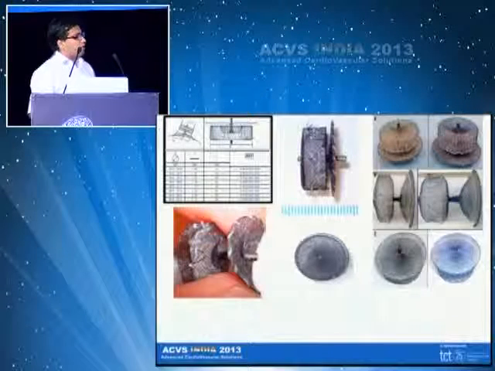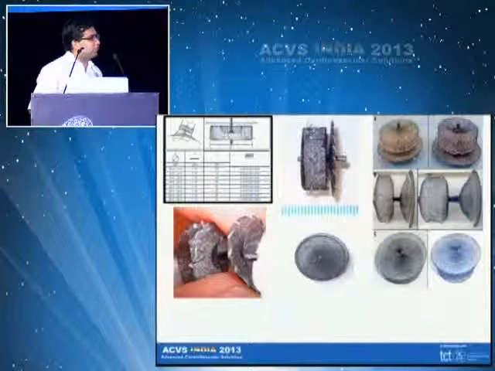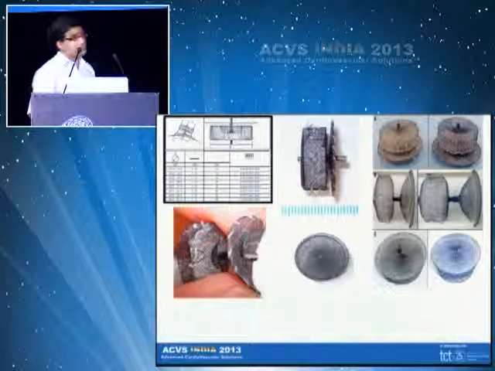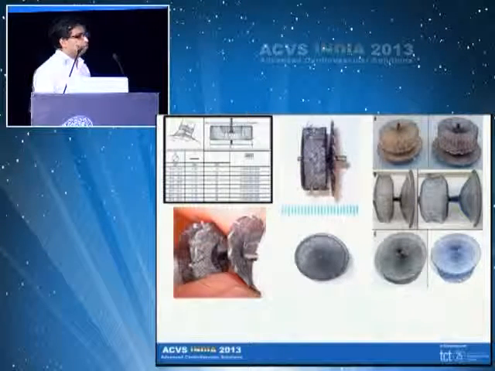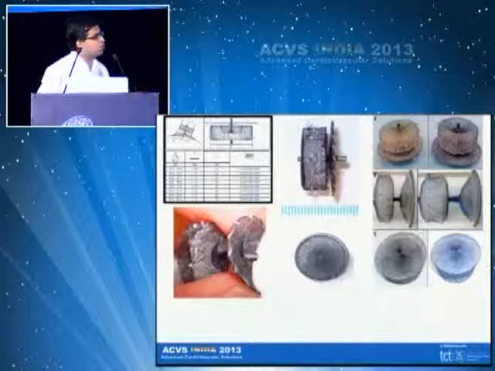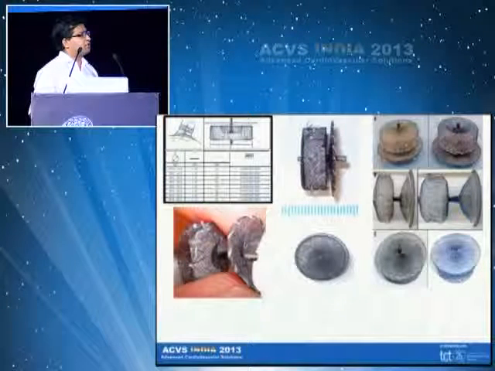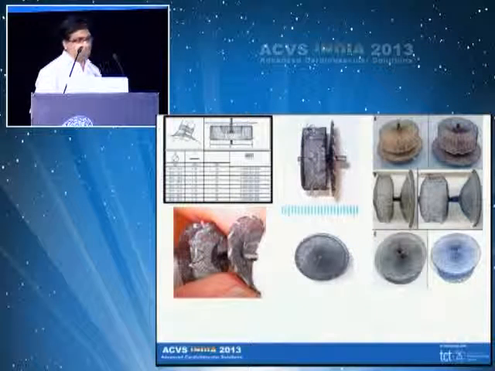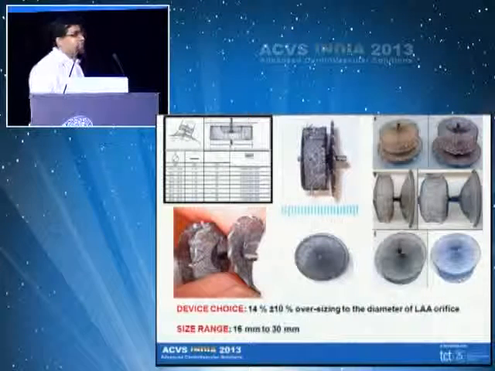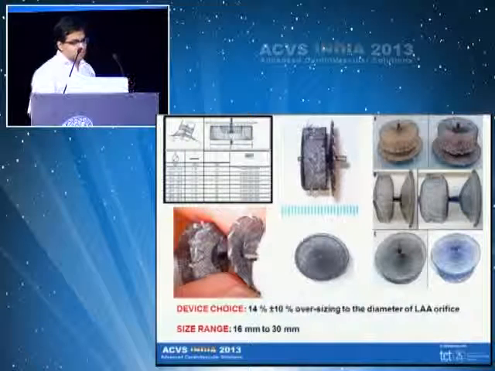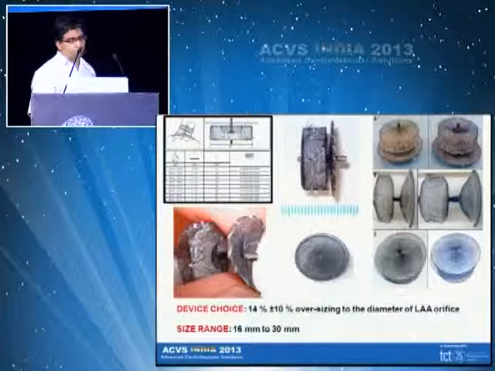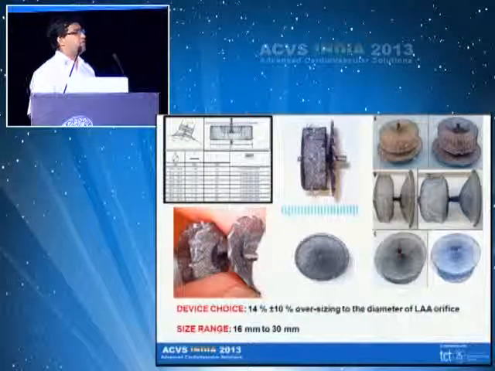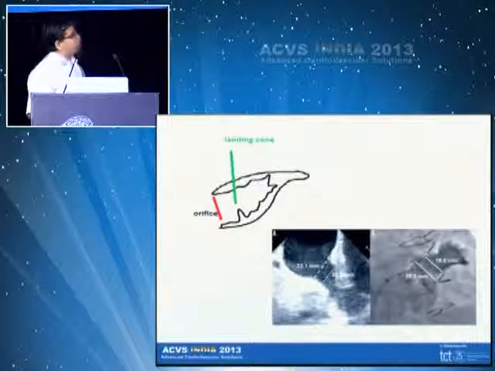At that time the available device was the Amplatzer device, so we thought we'd go with the Amplatzer cardiac plug. These are its profiles. Over a period of time the Amplatzer cardiac plug has also improved, and the Amplatzer cardiac plug 2 has also come, a more improved version. The device choice in general is 10 to 14, plus or minus 10% oversizing over the diameter of the LA orifice, and the size range available is between 16 to 30.